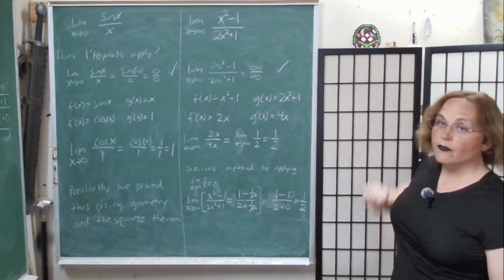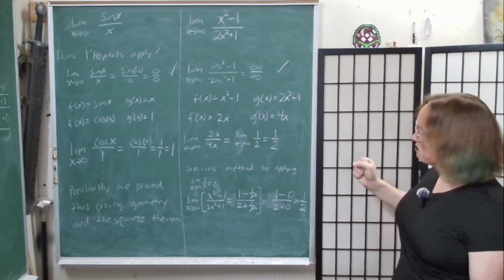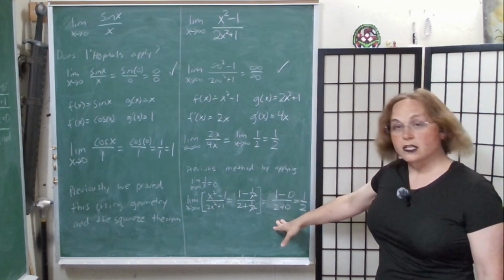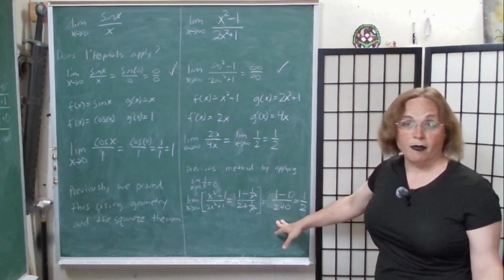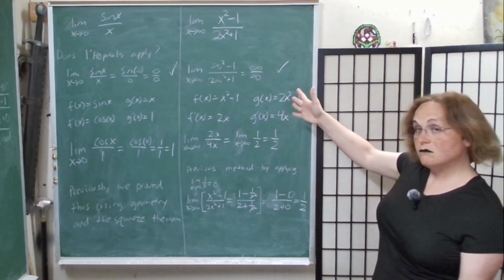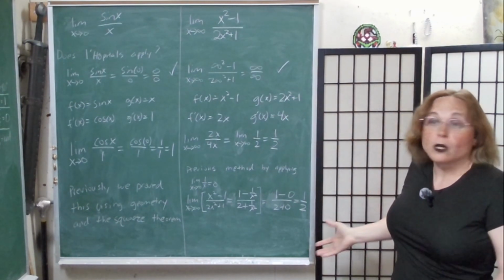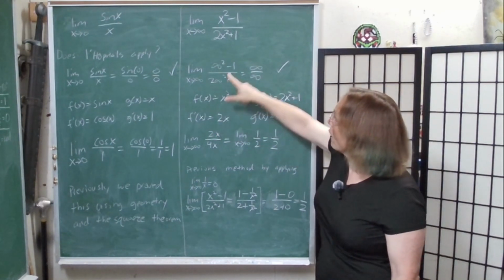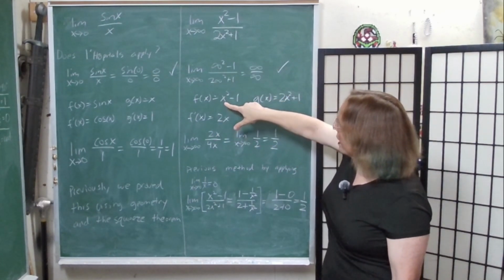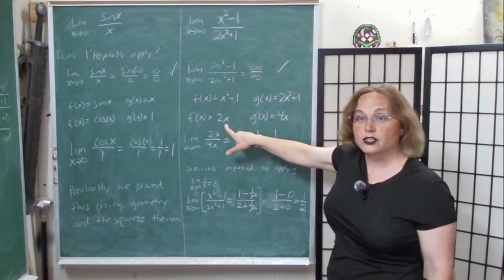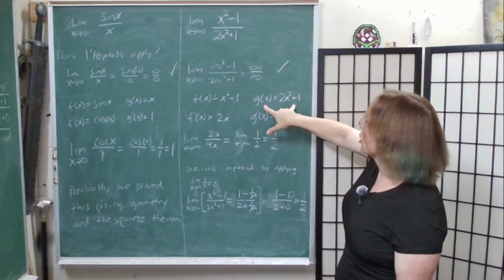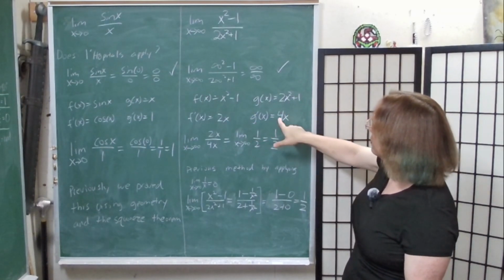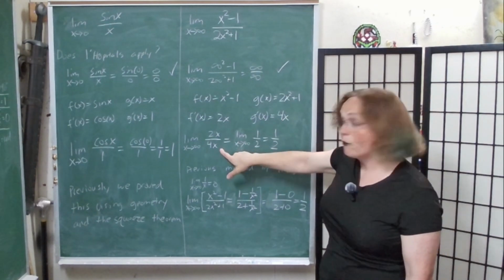Okay, over here on the second one, again, we know that we can solve it this way. This is a perfectly acceptable method. However, in this situation, let's apply L'Hopital's rule because it looks like it qualifies. So if we take the derivative of our numerator function, x squared minus 1, the derivative is simply 2x. We take the derivative of our denominator, 2x squared plus 1, which is simply 4x. 2x over 4x.